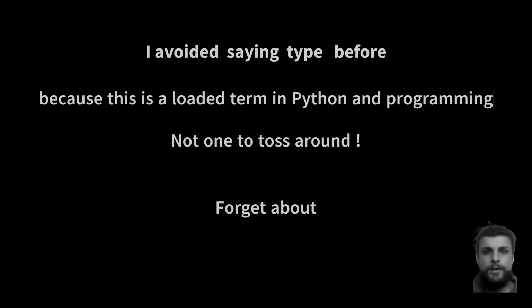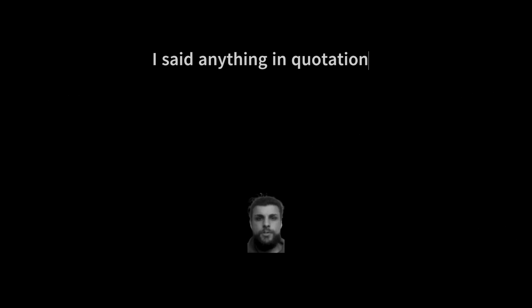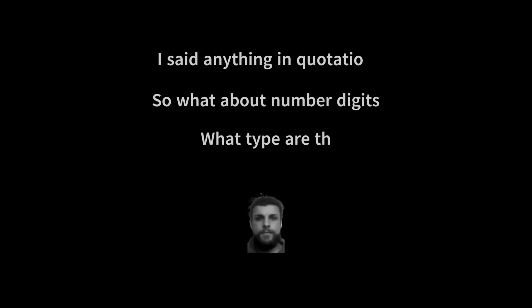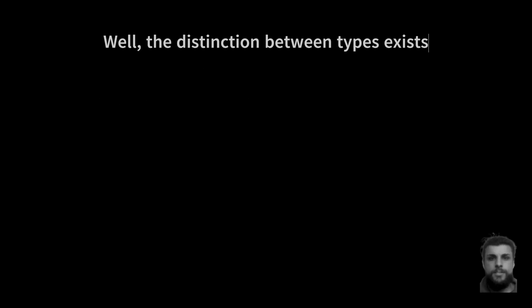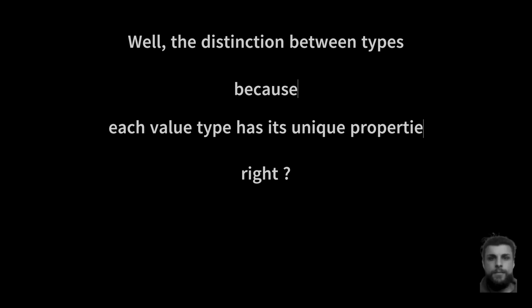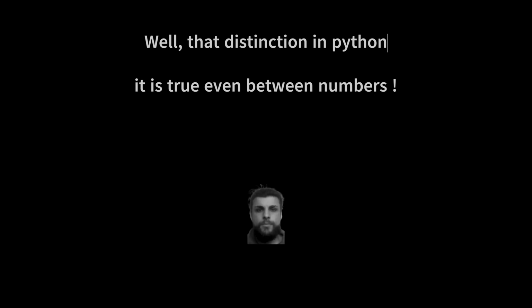Now forget about terminology. I said anything in quotation marks is a string, right? So what about number digits, those without quotes? What type are they? Well, the distinction between types exists because each value type has its own unique properties and behaves differently, right? That distinction in Python and most programming languages is true even between numbers. Some act one way, others another.